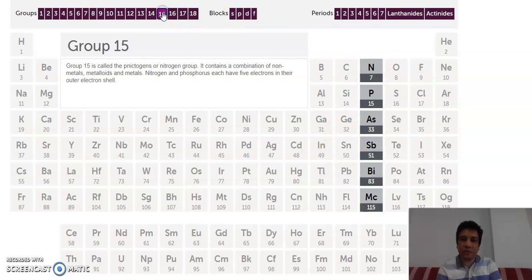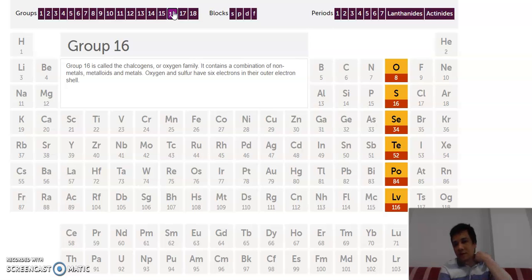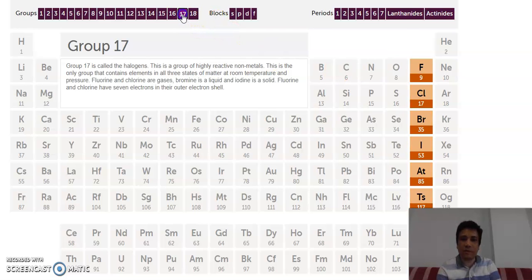And the 15th group: nitrogen, phosphorus, arsenic, antimony, bismuth are placed here. And in the 16th group, oxygen, sulfur, selenium, tellurium, polonium are placed here. So this is the oxygen family, with oxygen the first member of this group. And group 17 has a special name. This is known as halogen: fluorine, chlorine, bromine, iodine, astatine. Those are highly reactive non-metals, and the outer shell has only one electron shortage, so they can react so easily.